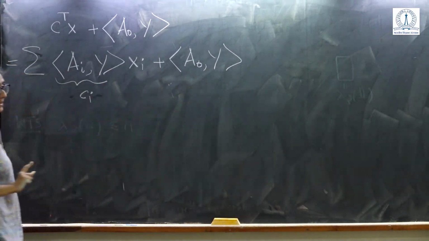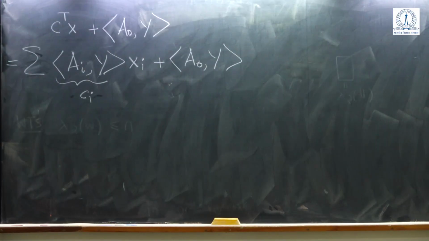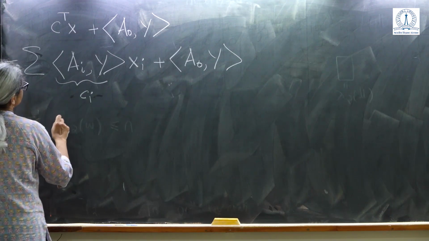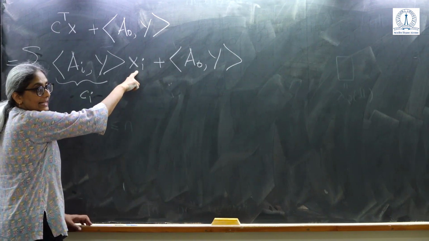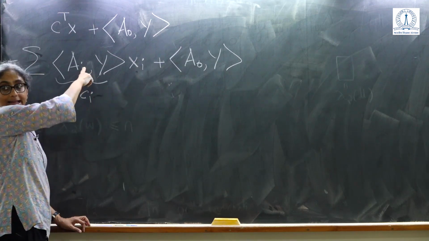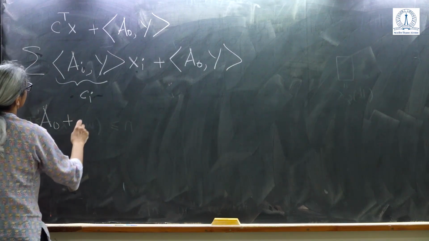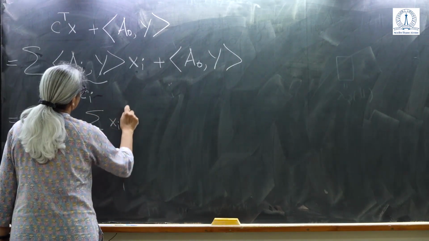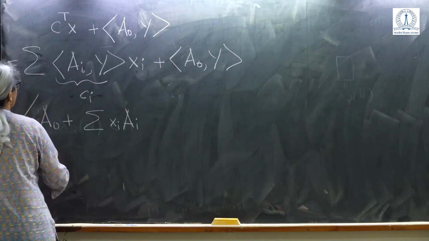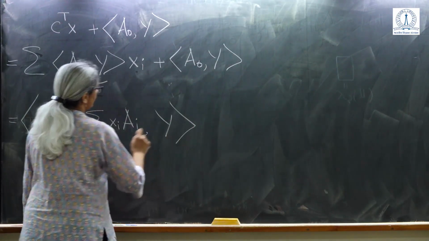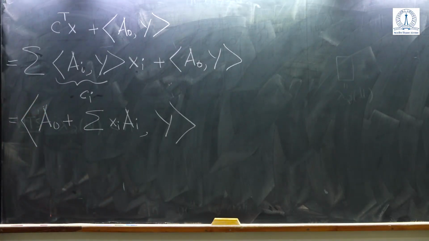So the top one is this, everybody agree? I just substituted for Ci. Ci is the inner product of Ai with y. And now combine them. This xi is a number, so I can pull it and make it close to this Ai. So this becomes A0 plus the sum of xi Ai, inner product y. Do you agree? I skipped a bunch of steps.